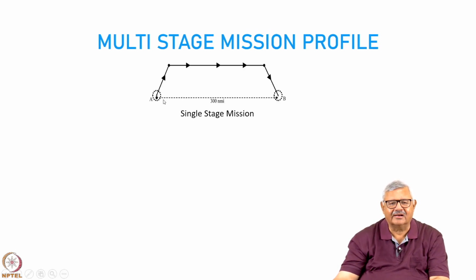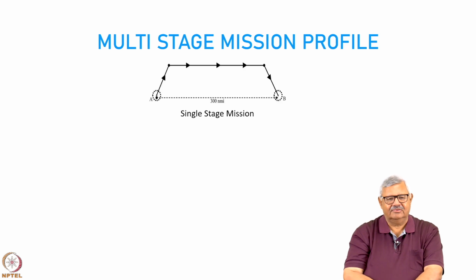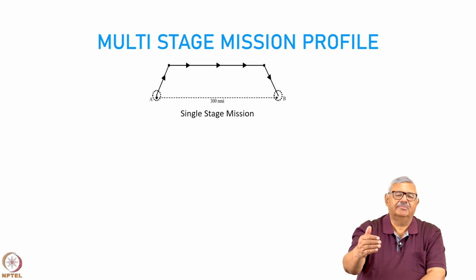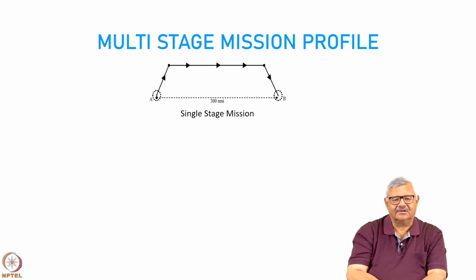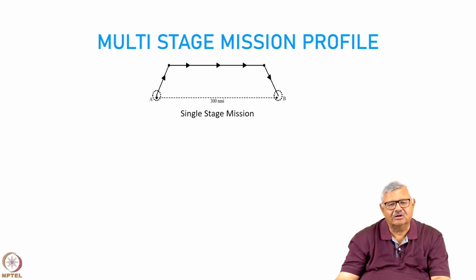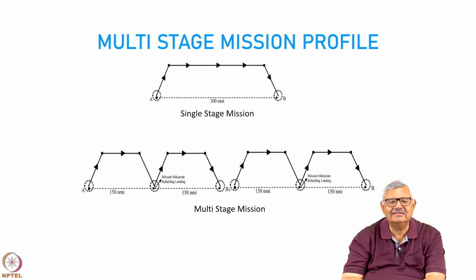In a typical aircraft, you have a single stage mission where you take off from an origin airport A, climb to a cruising altitude, travel towards the destination B, and some kilometers before that you start descending and you land. So, the total distance travelled is 300 nautical miles, for example. This is a single stage mission, but you could also have what is called a multi-stage mission.